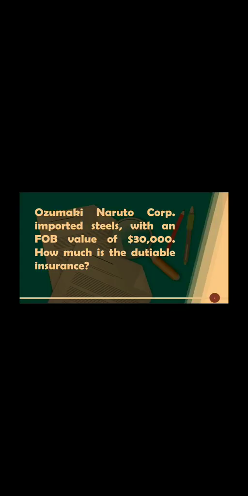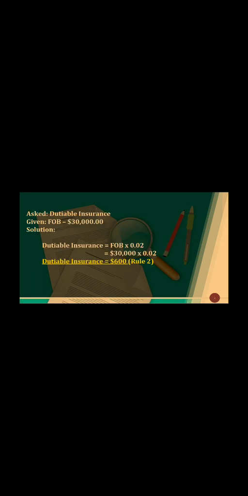First problem. Ozumaki Naruto Corp imported steels with an FOB value of $30,000. How much is the dutiable insurance? What is asked? Dutiable insurance. Given is FOB, which is $30,000, and here's the solution.